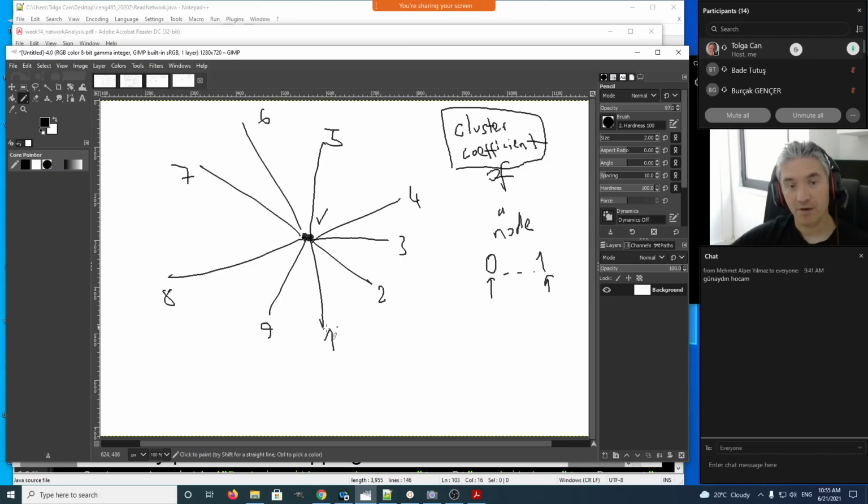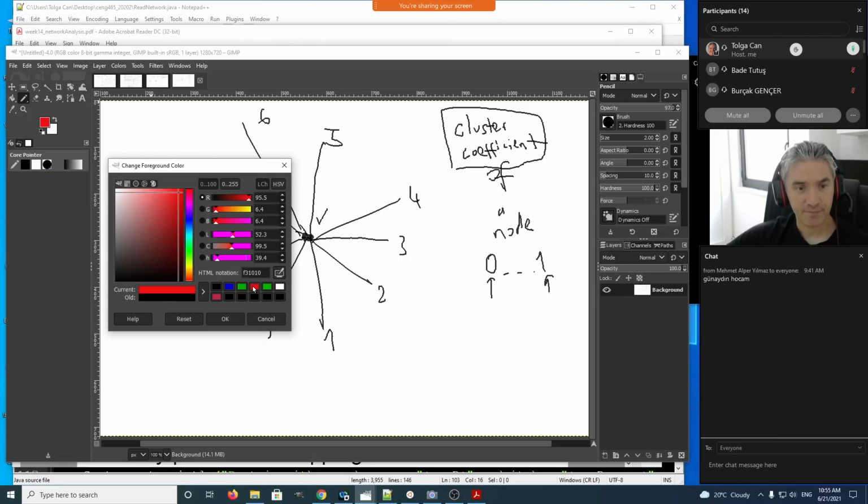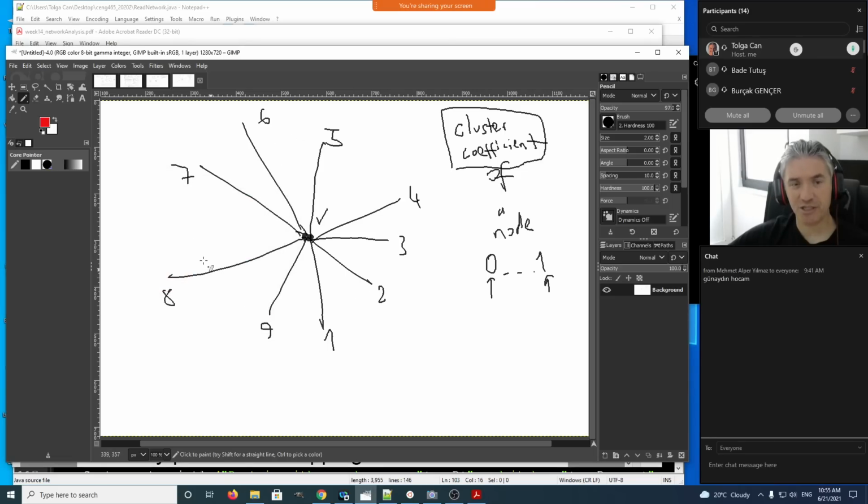Now, if, for example, my neighborhood is like this, what I'm going to do is change the color, and indicate the edges between my neighbors. If none of the neighbors of V have edges between them, the clustering coefficient will be 0. If, for example, 6 and 9 know each other, if they're connected, there will be an edge between them. Now, what is the clustering coefficient of V?